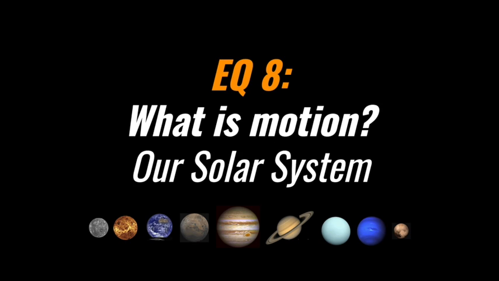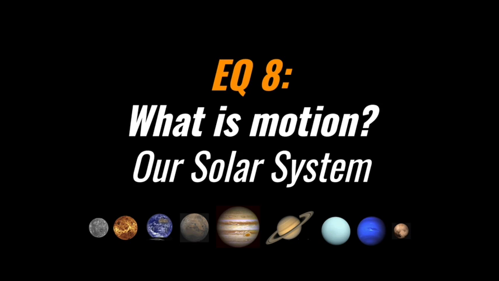Today we're going to talk about motion and our solar system. We've all known about the planets for a long time in school, probably studying since 4th, 5th, or 6th grade. So today we're going to take that topic and think about motion, what we've currently been studying as our essential question 8.